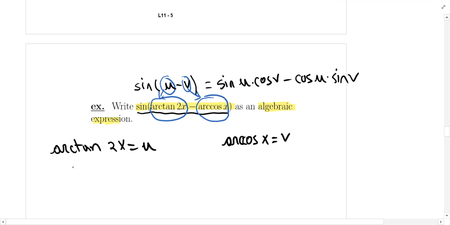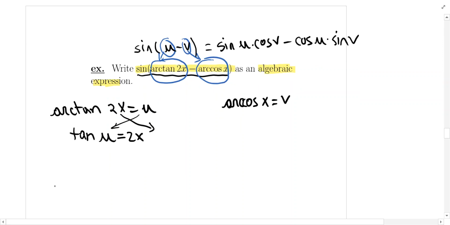Okay, so now going back to our inverse trig functions, if arctan of 2x equals u, then the inverse function to arctan, which is tangent, of what equals what? Remember, inverse function switches input and output. So this is tangent of u equals 2x. So now I can draw a right triangle, and let's call this u. And remember, tangent is opposite over adjacent. So I can write 2x as 2x over 1. This means that my opposite to u is 2x and my adjacent is 1.